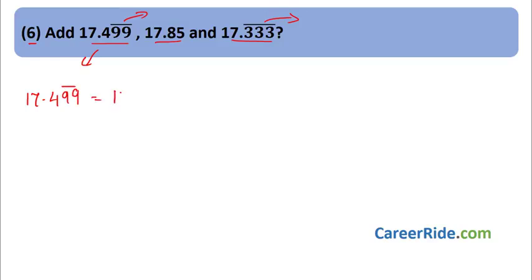17.499 bar is nothing but 17 plus 0.499 bar. That would be 17 plus, what would be the denominator? There are two numbers below the bar, so there will be two nines. There is one number which does not have a bar, so there will be one zero. 499 would be the numerator, minus there is one number. What is the number? 4, which does not have a bar on it.